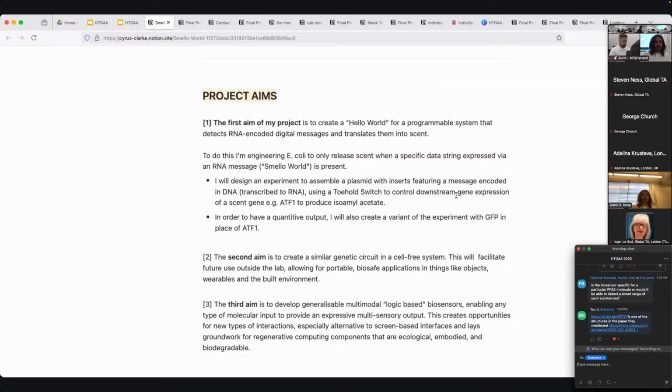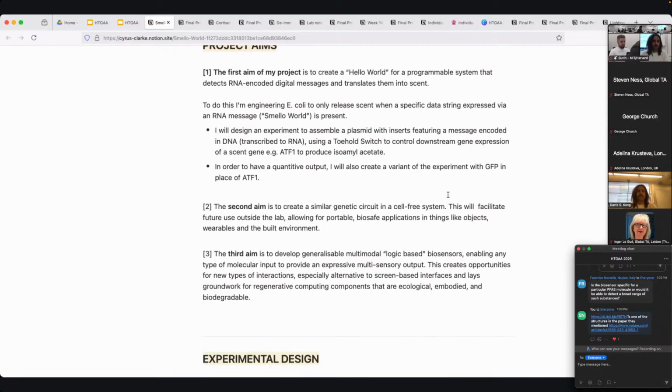So the aims of my project: the first aim is to create basically the hello world of this kind of programmable system with DNA data storage, and that releases a scent as the output. So that's why I'm calling this project Smello World. I'm designing an experiment with plasmids and inserts that will use a toehold switch as a way to control downstream expression of a scent gene, ATF1. That's very difficult to quantify, so I'm also using GFP as a way to quantify the output. So I can have a different way of understanding the results.